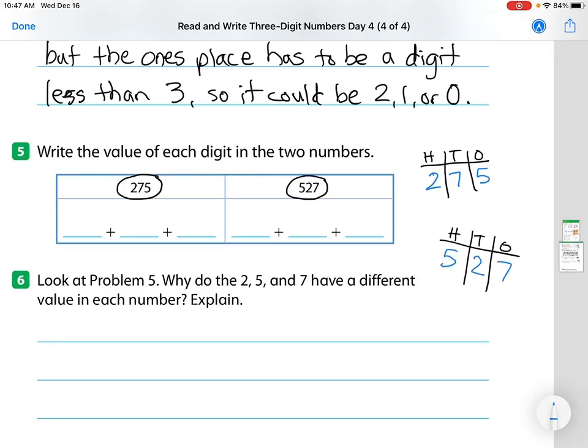So you can do that if that will help you, but you need to put the values of each digit in the correct place. So you need the value of the hundreds place, the value of the tens place, and the value of the ones place for 275. And then you need the value of the hundreds place, the value of the tens place, and the value of the ones place for 527. Go ahead and pause the video and put your answers down.